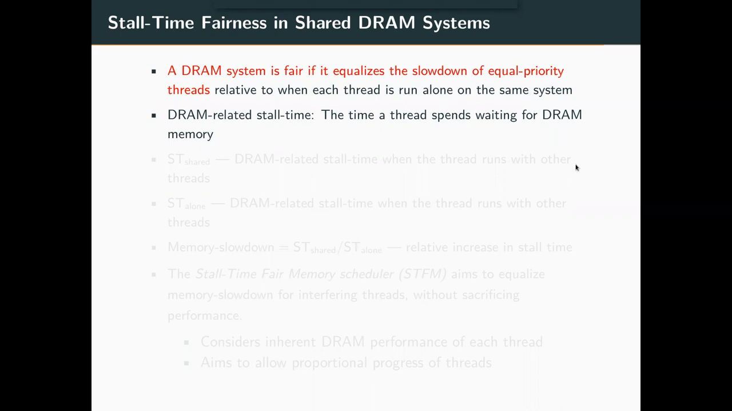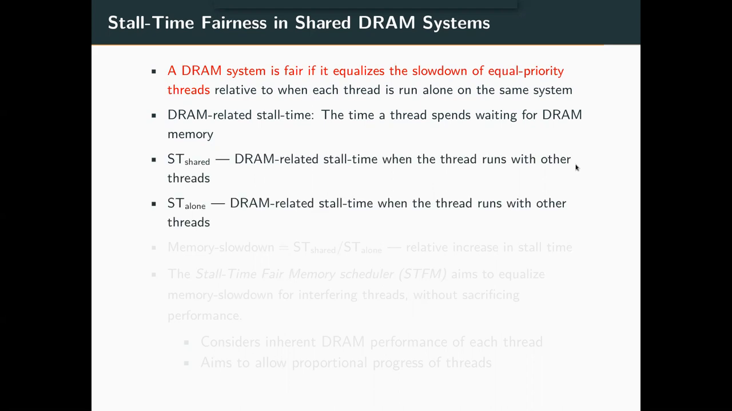Now, the DRAM-related stall time is the time that a thread spends waiting for DRAM memory. It's basically queue time: how long has it been waiting around for service? A couple more definitions. ST shared is the DRAM-related stall time when the thread runs with other threads. So this is how long we're waiting for memory when we're run in parallel with other threads doing memory accesses as well. ST alone is the stall time when the thread is run without other threads.